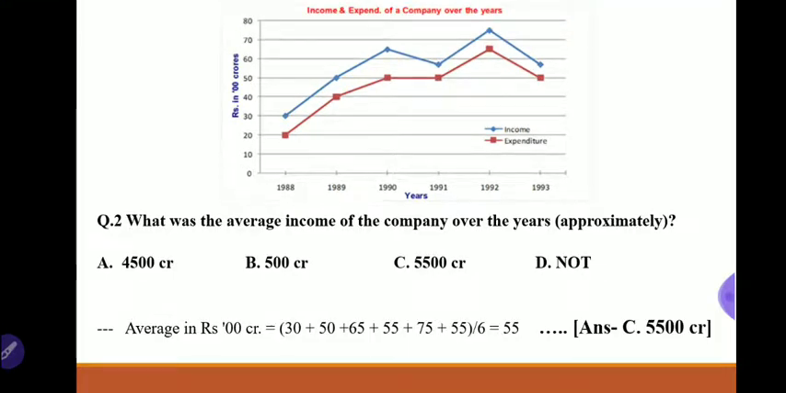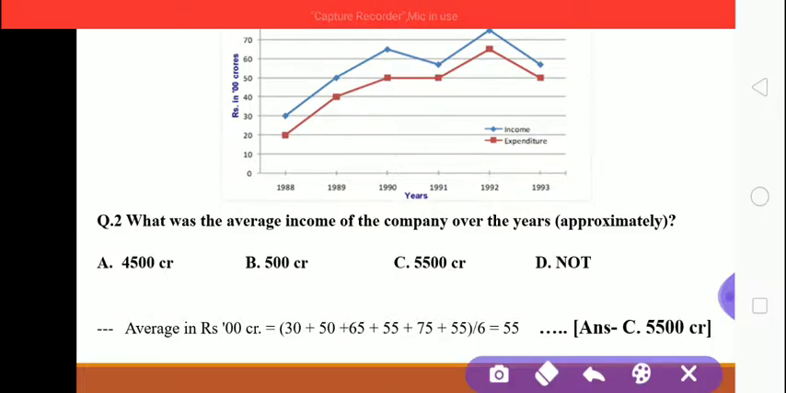What was the average income of the company over the years? Approximately you have to find out what the average income of the company was over the years. That means you have been asked only for the income average here. So here, just find out the income values approximately.